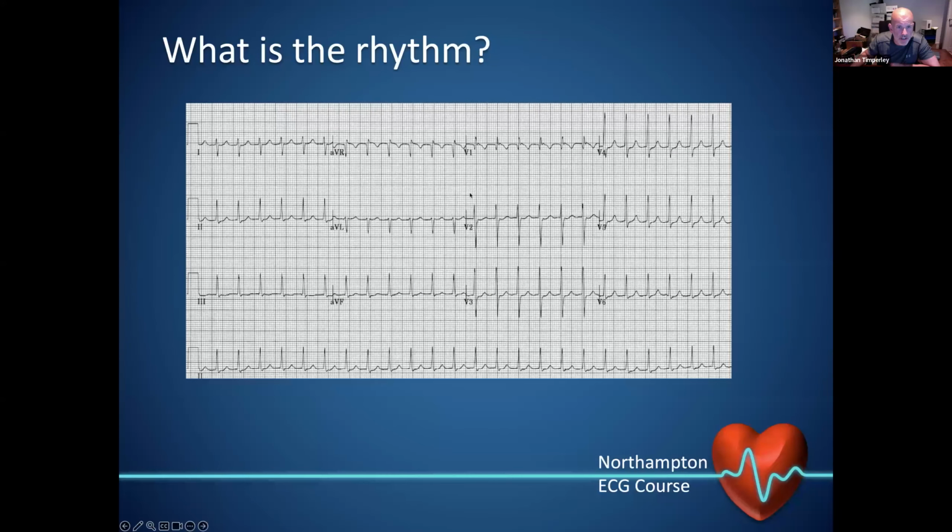This is just another. This one ends up being an AV nodal re-entrant tachycardia. There is nothing suggesting a retrograde P wave that we can see across here. We have a narrow complex and no other abnormality noted.